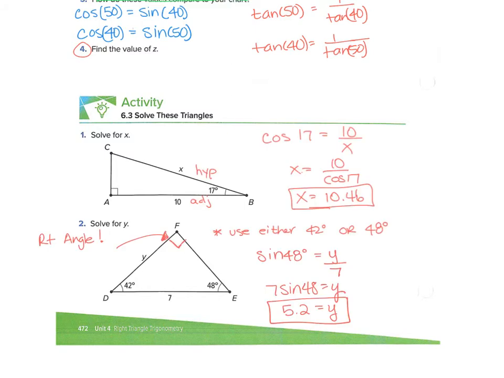Welcome back, Geometry. Let's take a look at number 2 for a moment. Angle F is a right angle. That's very important, or we could not use our trig. And I know this because 42 degrees plus 48 degrees is equal to 90 degrees. And since a triangle adds up to 180, I know that angle F is 90 degrees and is a right angle. So I can use my trig. And you could either do the sine of 48 like I did, or you could use the cosine of 42. So either setup would help you find the value of y, which is 5.2.